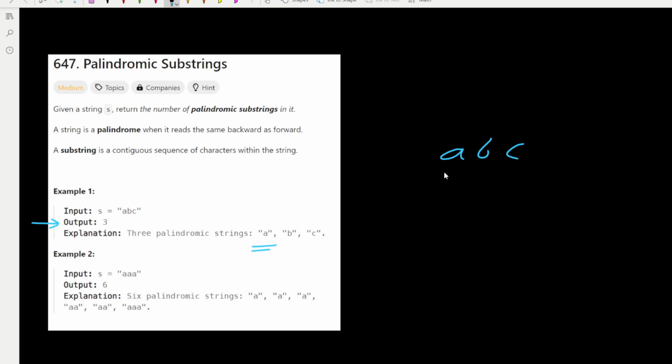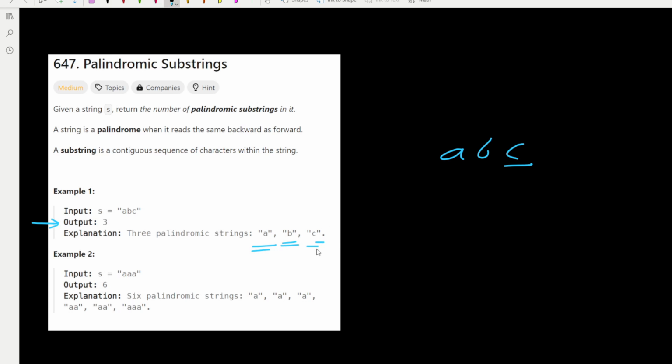But then we look at the other substring that starts with the letter A. We have AB. AB is not a palindrome. We check A, B and C. ABC is not a palindrome. Then we go to B. B alone is a palindrome. Okay, then we go to BC. BC is not. Then we go to C finally, and C is a palindrome.